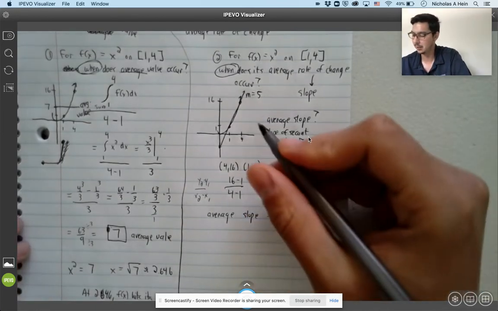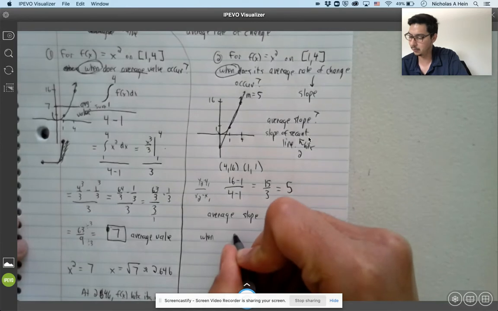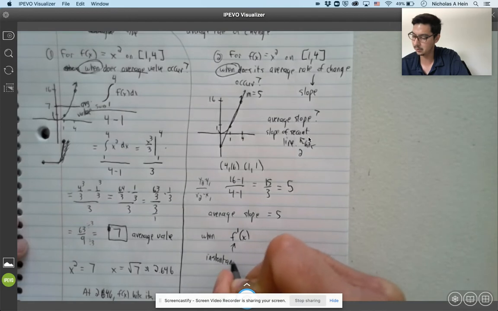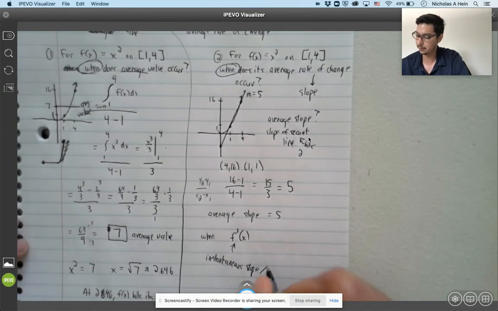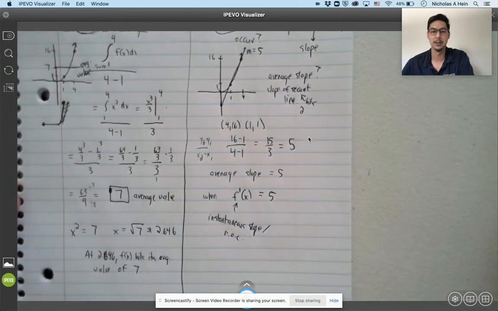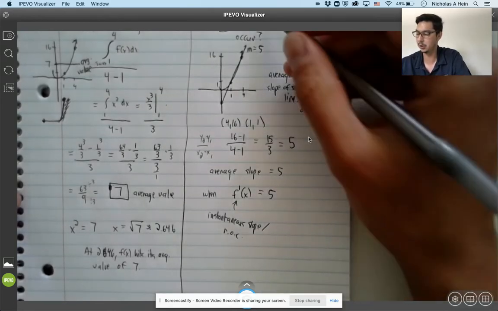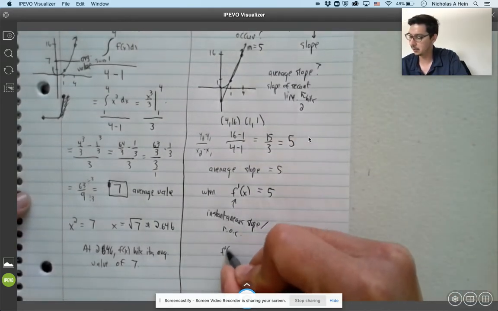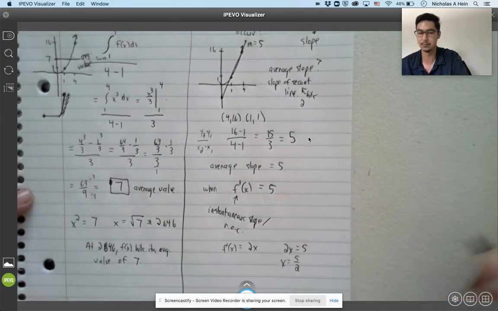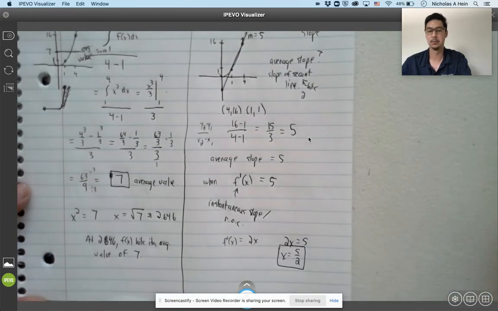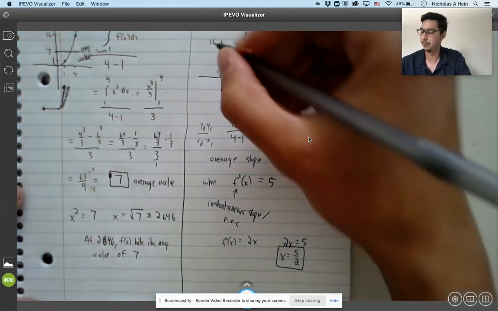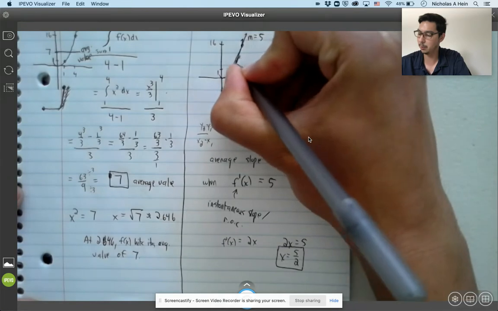So what that's saying is, when does the derivative, when does f prime of x, because again, that's your instantaneous slope or rate of change, when does f prime of x equal 5? That's what it's asking there. And note, now we're going to need to use the derivative. So what's the derivative of f of x? Well, f prime of x is going to give us 2x. So when does 2x equal 5? At 5 halves. So at 5 halves, which is right there, the instantaneous rate of slope will be the same.